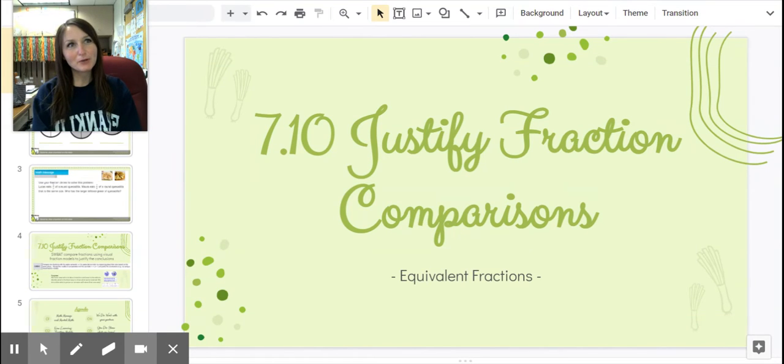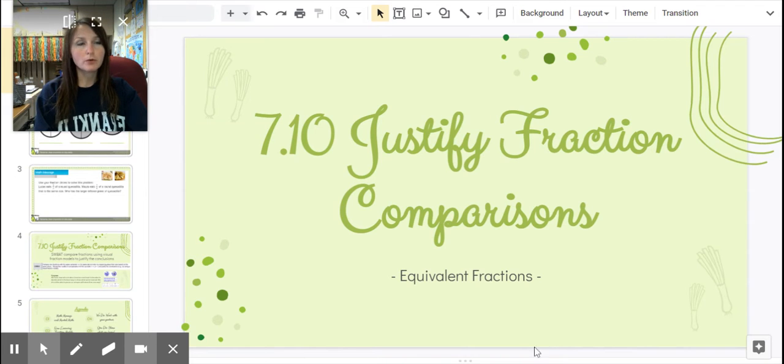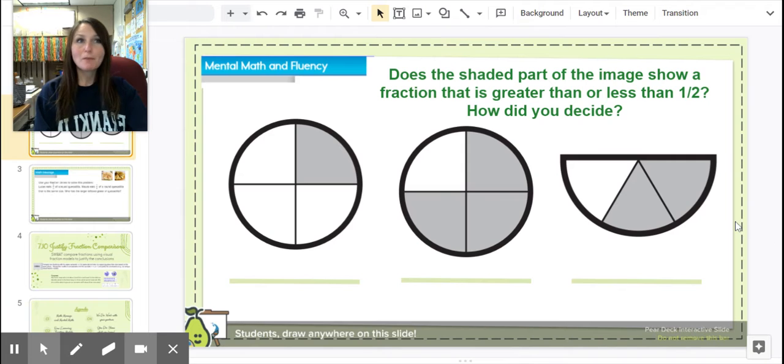Boys and girls, today we're going to be looking at 7.10, which is justifying fraction comparisons. We're going to go through and really practice equivalent fractions. Let's start out with our mental math.